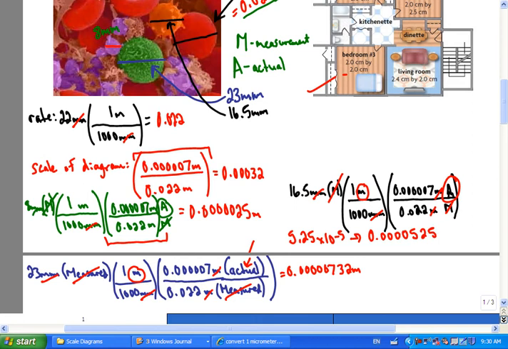Oh, it was to the negative 6? Okay. So the way you interpret that as a decimal, I'll show you one of the tricks that people do.